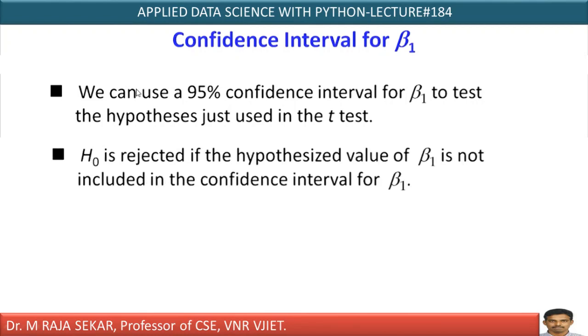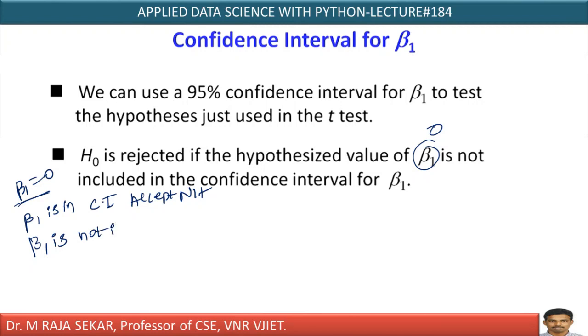H0 is rejected if the hypothesized value of beta 1 is not included in the confidence interval. What is my hypothesized value of beta 1? That is 0. If 0 appears in the confidence interval, we have to accept the null hypothesis. If beta 1 is in the confidence interval, you must accept the null hypothesis. If beta 1 is not in the confidence interval, you must reject the null hypothesis, isn't it?